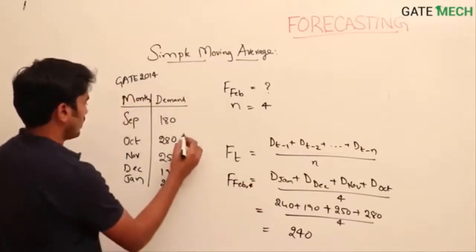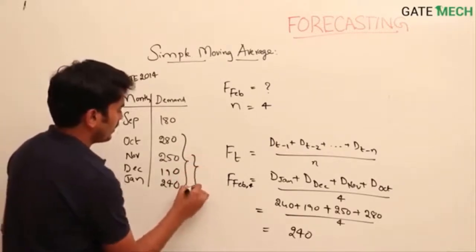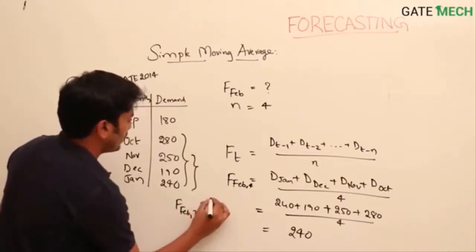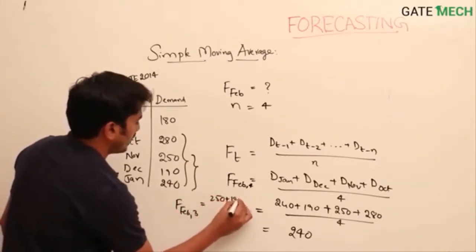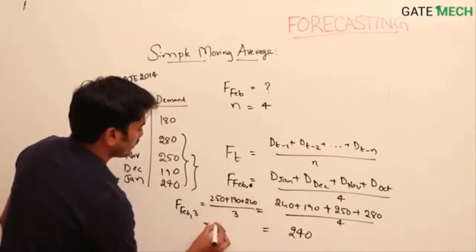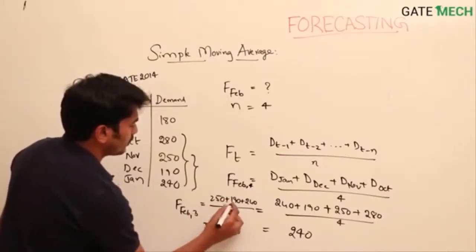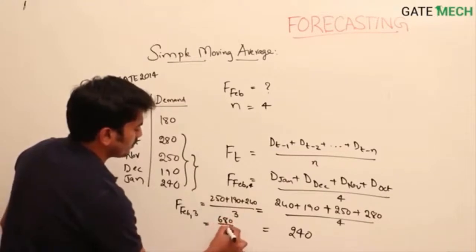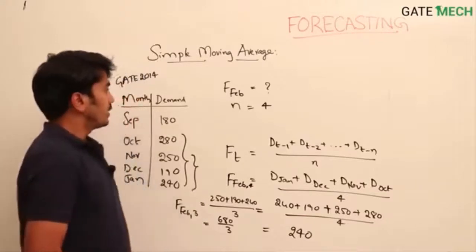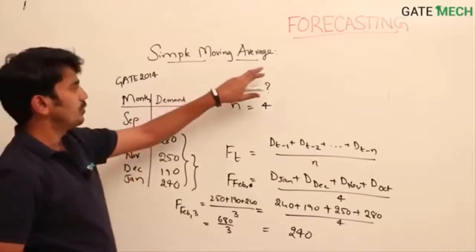It will consider the last 4 months. If it is 3 months, then the last three will be considered, that is F3 it will be 250 plus 190 plus 240, divided by 3, which will be 240 plus 480, 680 by 3. Okay, so this is how it is calculated using simple moving average.